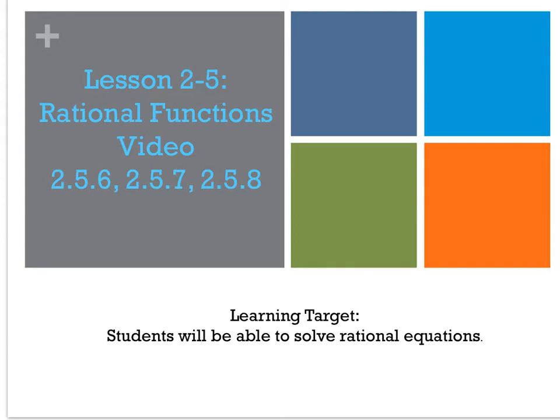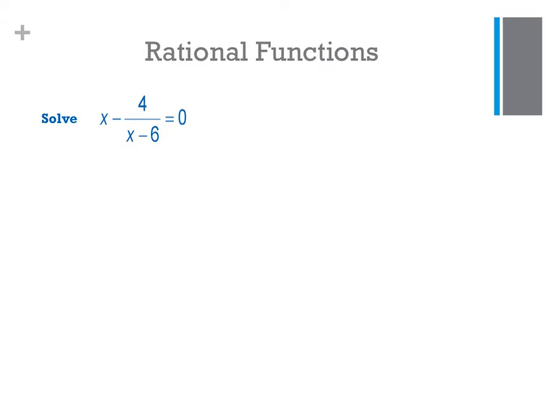Our learning target for this video will be for students to be able to solve rational equations. Alright, so looking at rational functions, we're asked to solve this rational equation, and we have x minus 4 over x minus 6 equals 0.